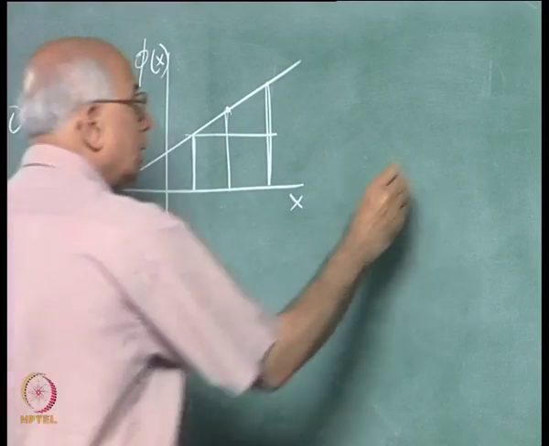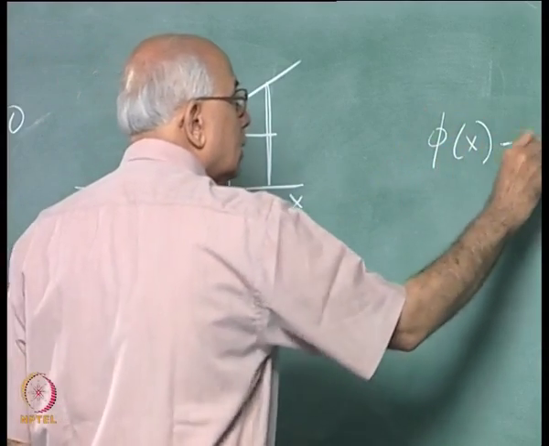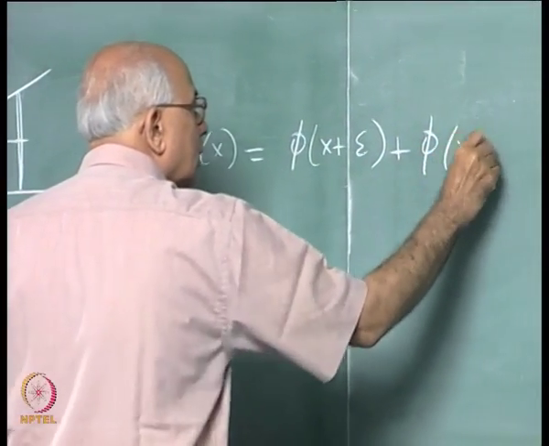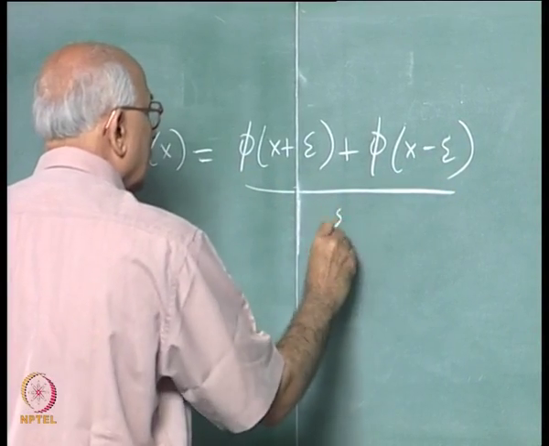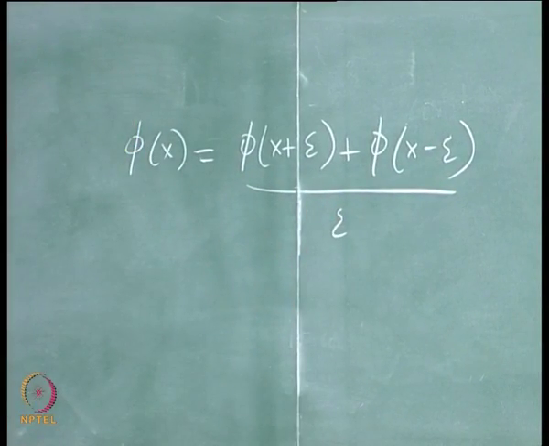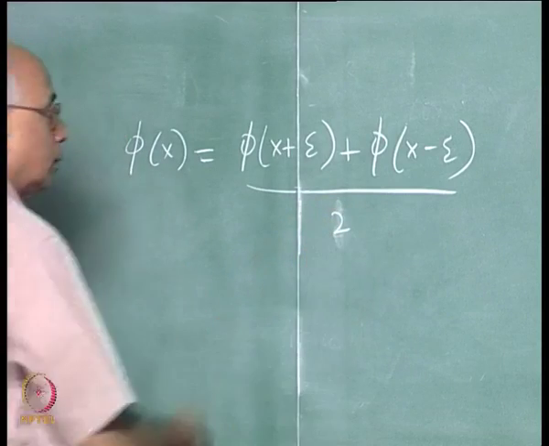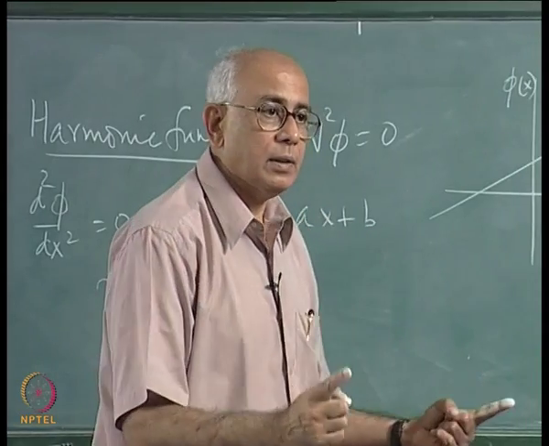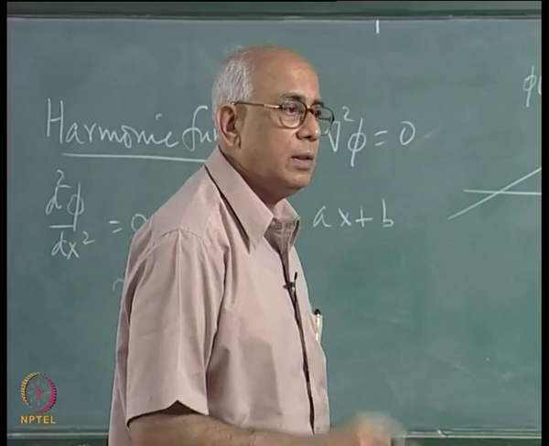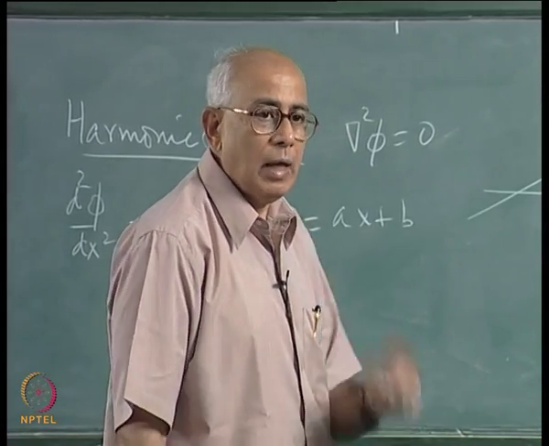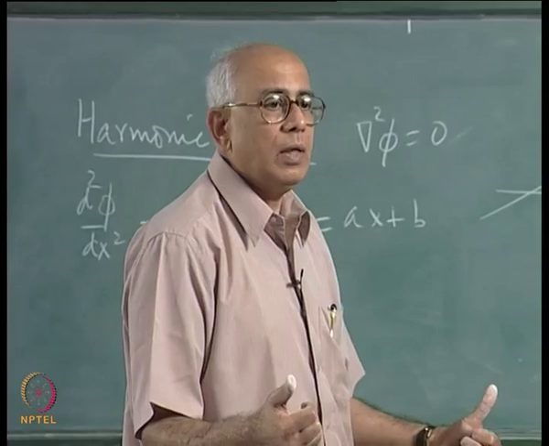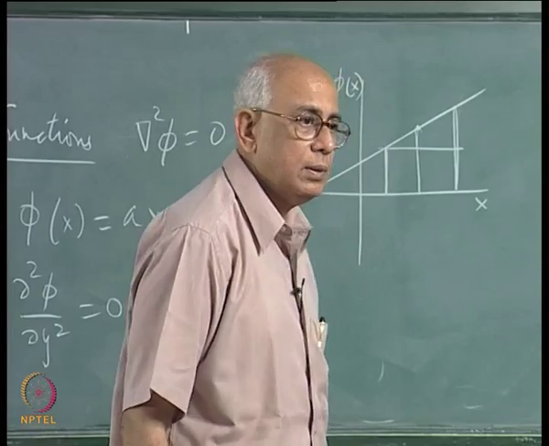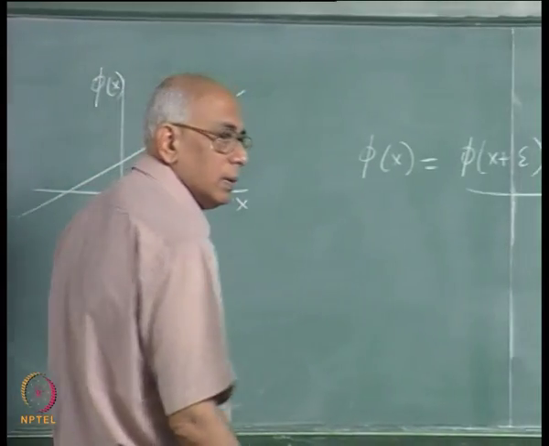In other words, you are guaranteed that phi at any point x is phi at x plus epsilon plus phi at x minus epsilon, divided by 2. Isn't it? You are guaranteed this for any epsilon, as long as there is no curvature. The value in the middle is always the arithmetic mean of the values on either side of two points symmetrically distributed about this point. That is what it is telling you.